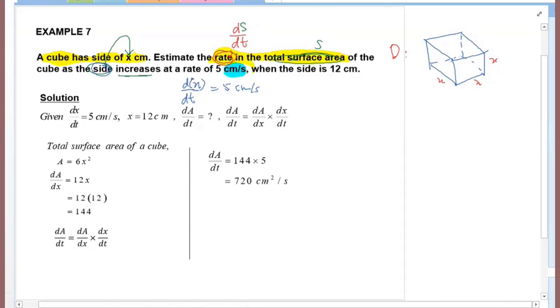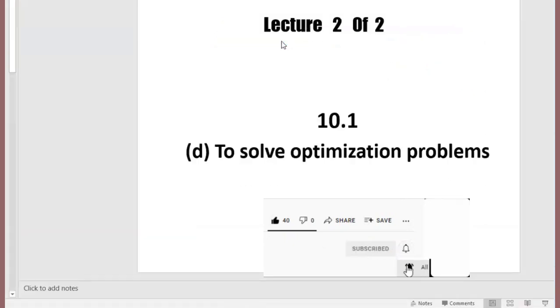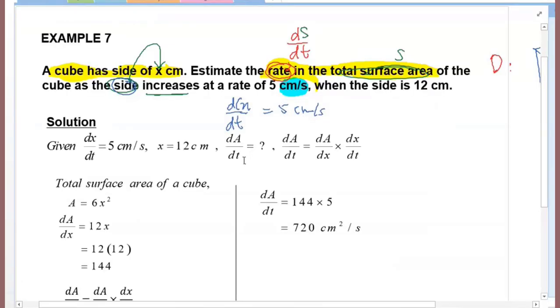Now estimate dS/dt when x is equal to 12 cm. So this value is substituted last. If you substitute at the start, you cannot differentiate, as there is no variable left.